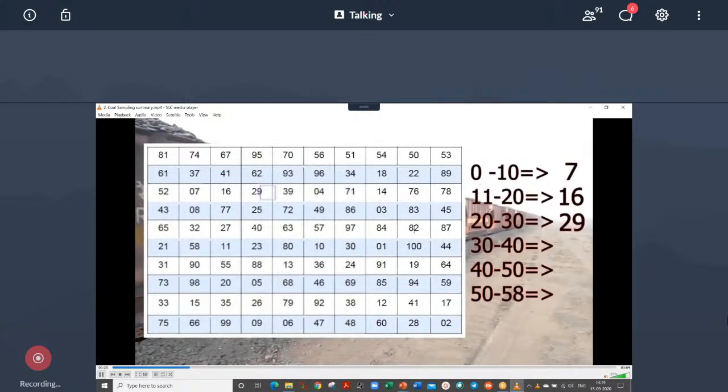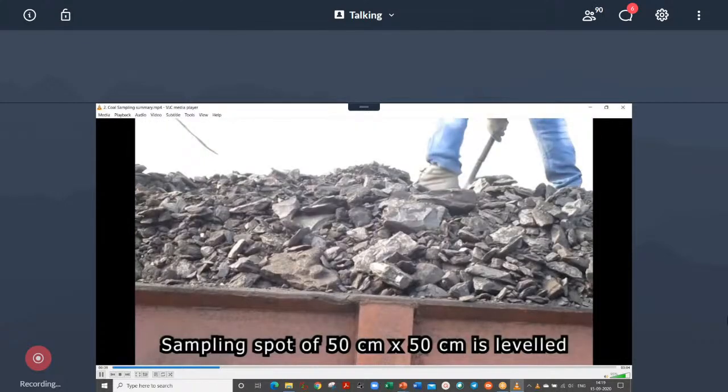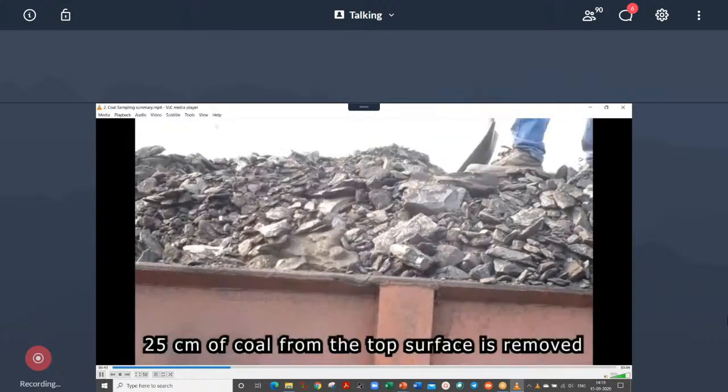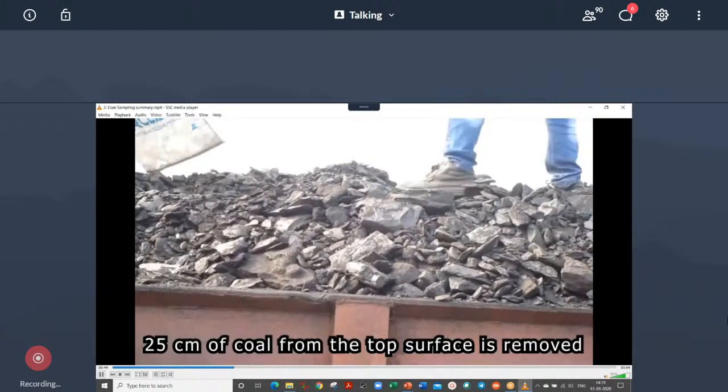The sampling spot is labeled for an area of 50 centimeters by 50 centimeters. 25 centimeters of coal is removed from the top surface of the selected spot. 50 kilograms of sample is collected from each selected spot.